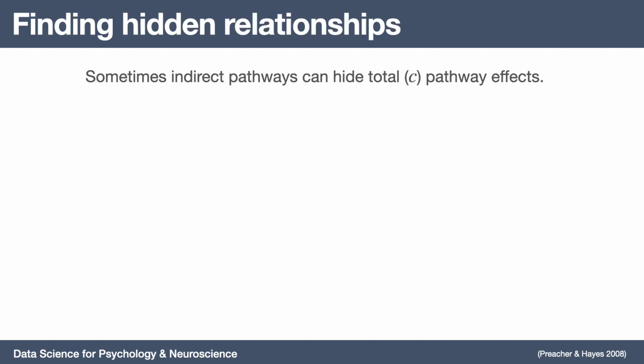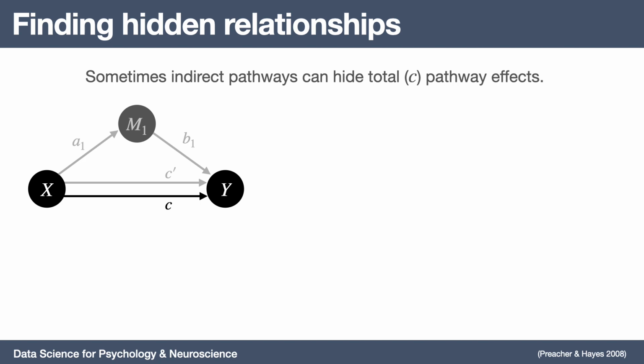Now, assuming you have enough power, and assuming that both the A pathway and B pathway are statistically significant, one of the advantages of mediation models is they can sometimes reveal hidden relationships. In particular, sometimes the indirect pathways, the mediating pathways through M, can hide total pathway effects. So if you initially just run a model that looks at the relationship between X and Y, and that's not statistically significant, it doesn't mean there's no relationship there. If you have a good reason to think that there are mediating factors, you should still run a mediation analysis, because there are certain scenarios where that indirect pathway masks or eliminates the total pathway between X and Y. And let me show you why.